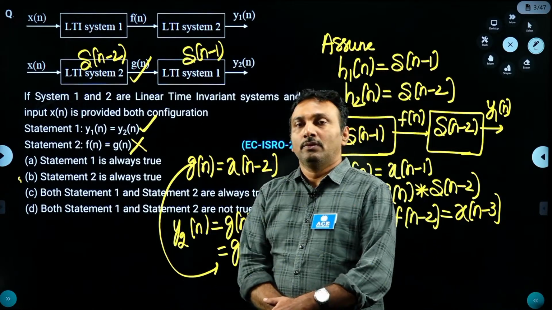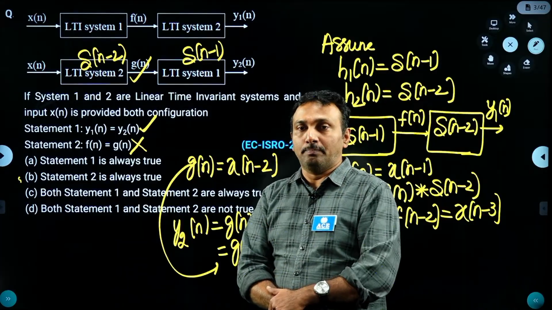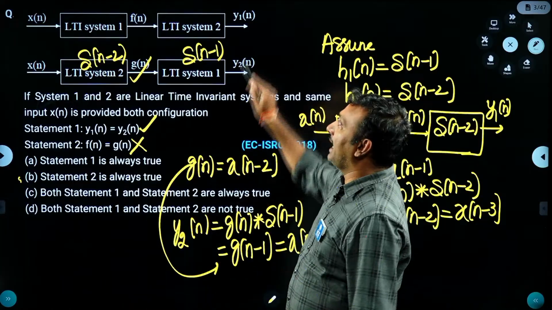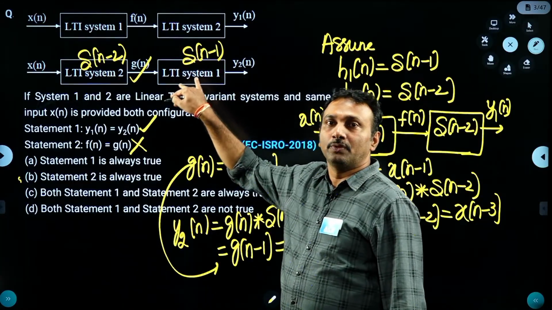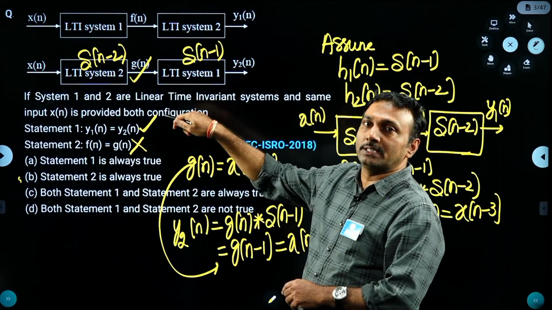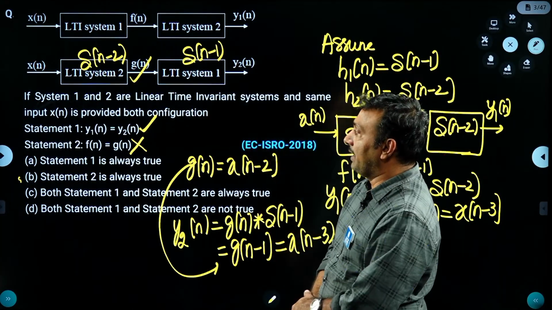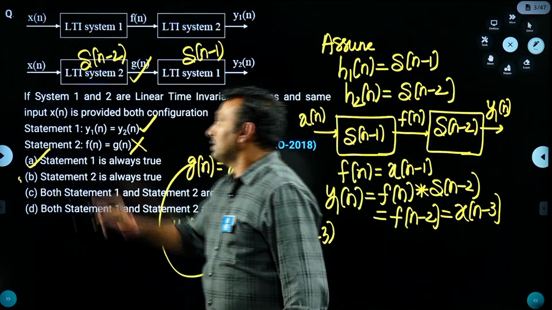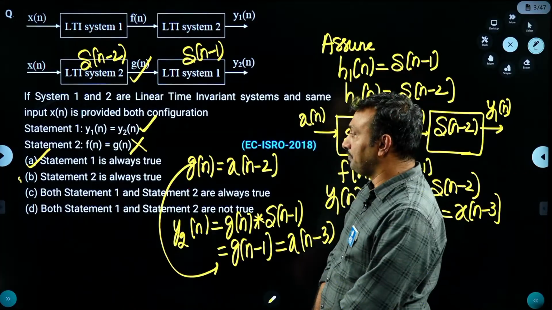Generally, when we interchange the LTI systems for a common input that is applied, final outputs are identical, not the middle one. When you interchange the LTI system blocks for a common input that is applied, final outputs are identical. So statement 1 is always true.